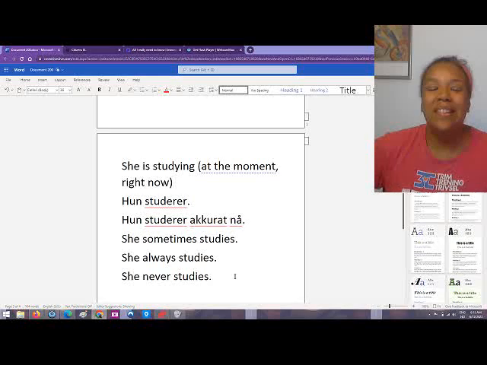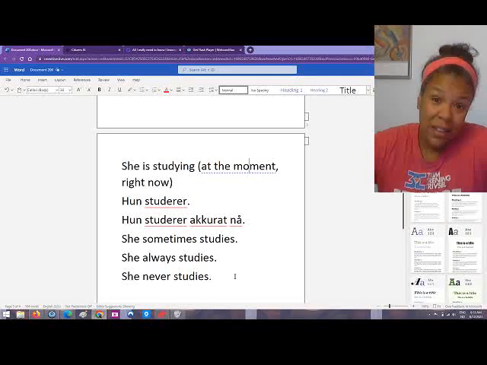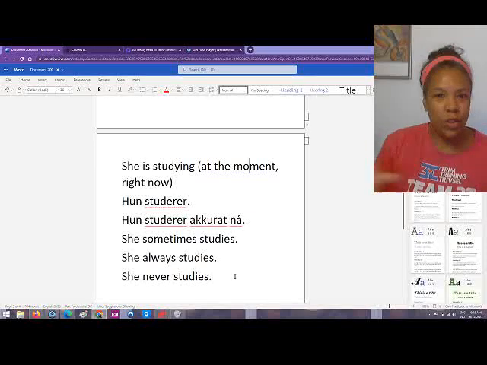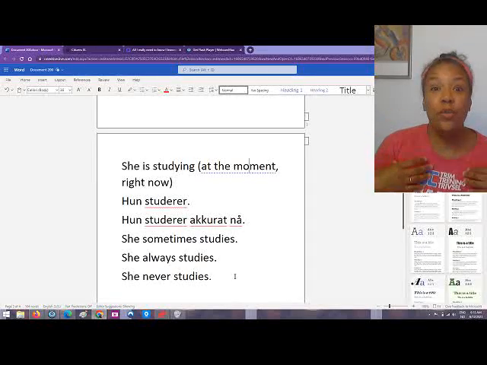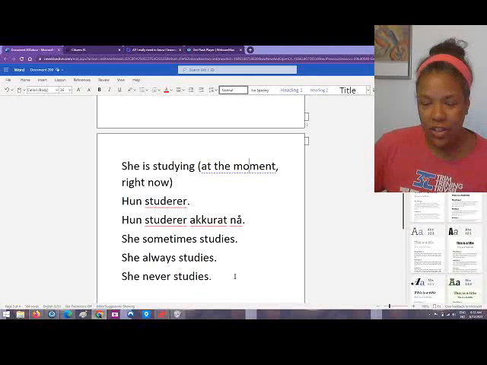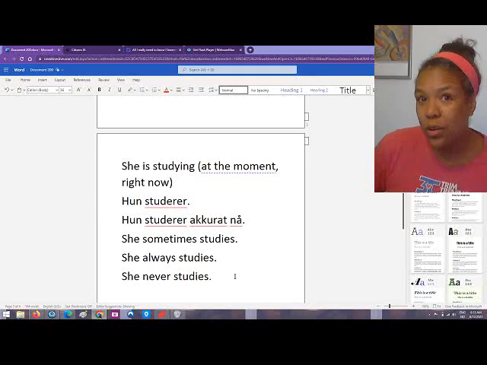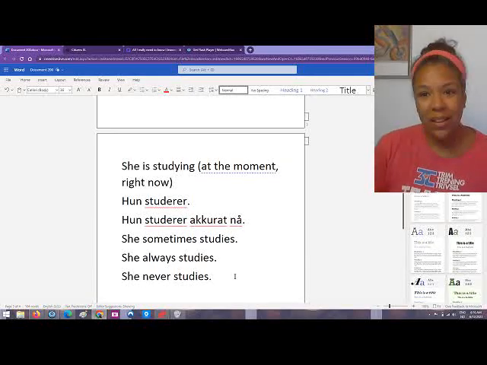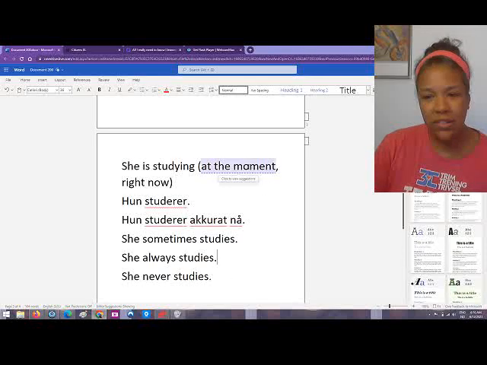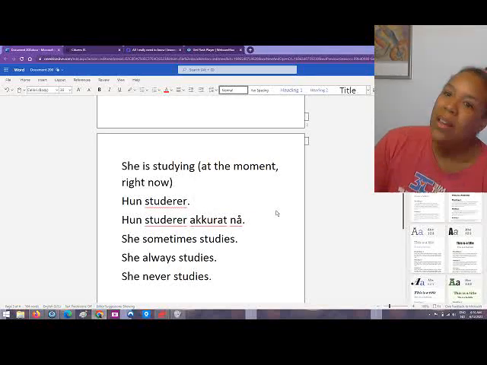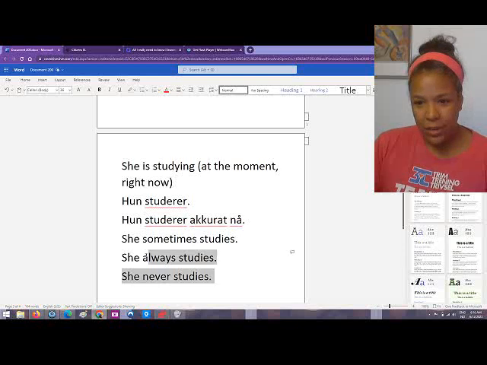For instance, if I say I work as a teacher, that's what I do, that's my occupation, that's what I do for a living, that is my profession, that is my job. But if I say I am working as a teacher, it means temporary. It's not something I'm always going to do, it's just something that I'm doing now. Something for you to think about.